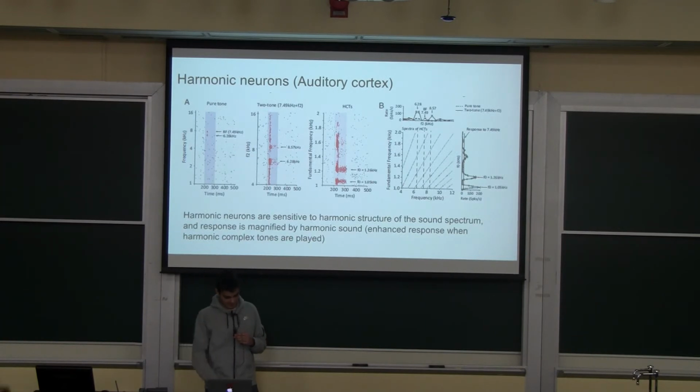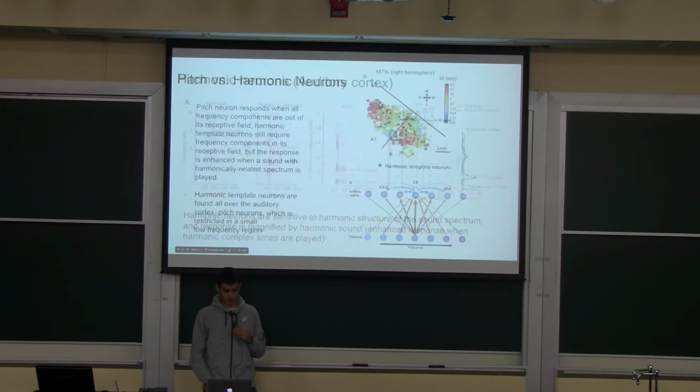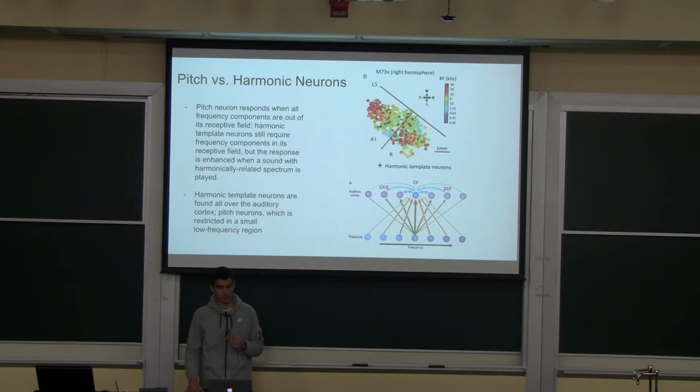Again, the details of this experiment are similar to before, so I'd go back and rewatch Wang's lecture for additional detail, but the key idea is here. One thing I know for sure is definitely a possible question is comparing the two. What are some differences between the two? Pitch neurons respond even if all the frequency components are out of its receptive field, because it's tied to the pitch. But the harmonic neurons do require the frequency components to be in its receptive field, so the 7.49 or whatever the case was for the example. But you do get an enhanced response when the spectrum is harmonically related.